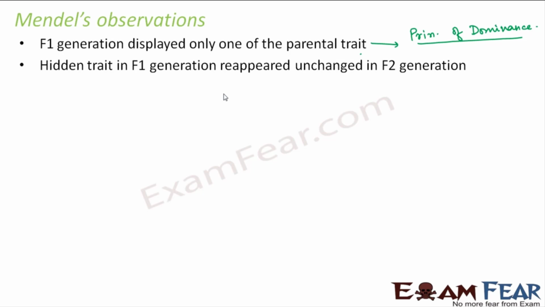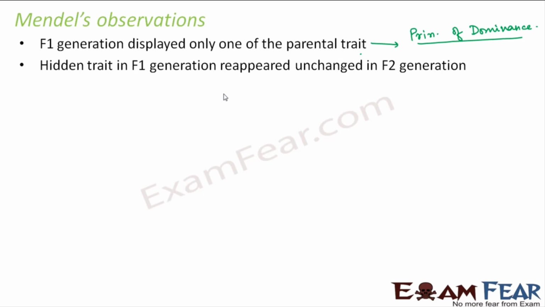Also, he saw that the hidden trait did not get lost, nor did it get mixed up with something else. I mean, it didn't happen that the hidden trait got mixed up with the dominant trait, right? So the hidden trait was there and it was retaining its own identity. That is why in the F2 generation, the dwarf plant came up. It not only expressed itself, but it also expressed itself in its own original form. The same dwarf plant expressed itself.